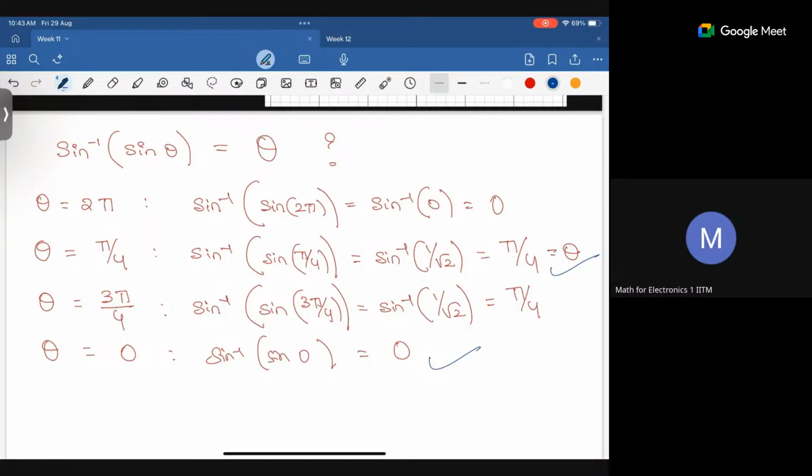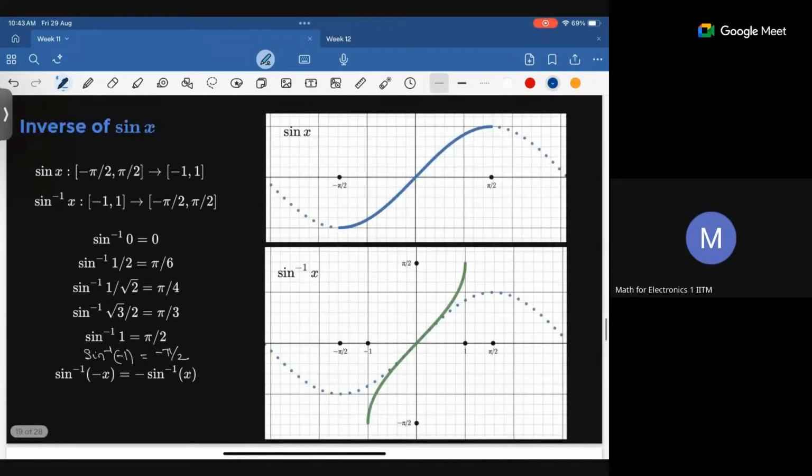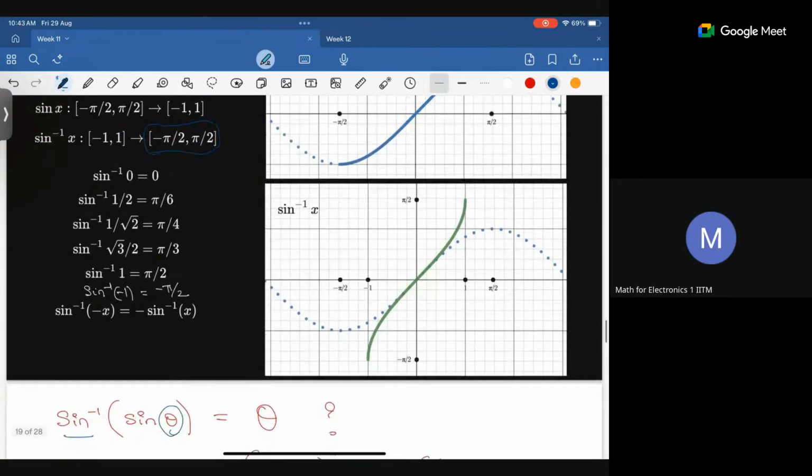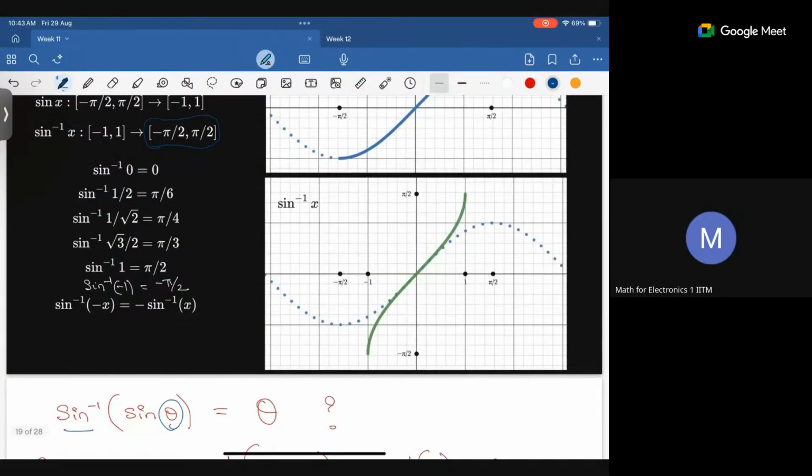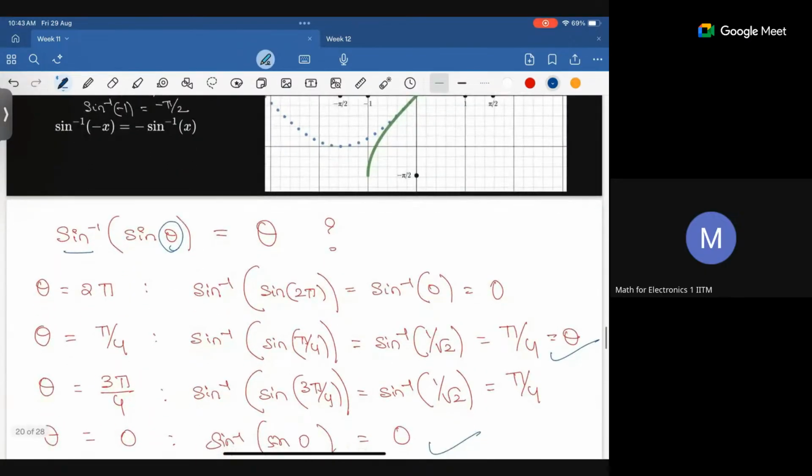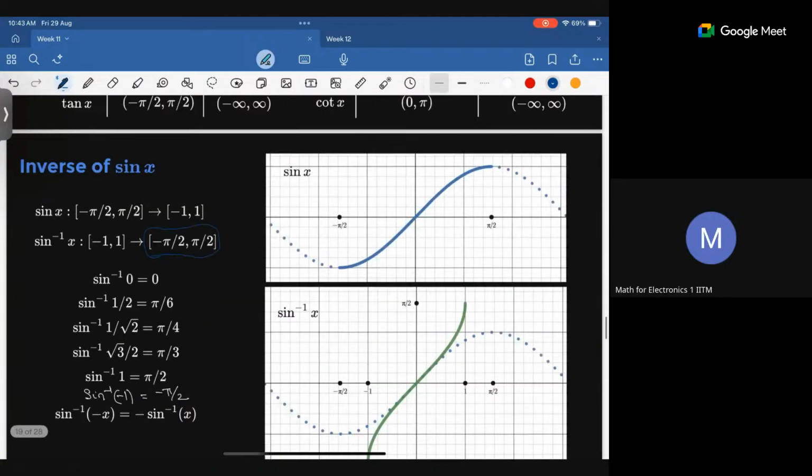Even though theta can take any value, sine inverse range is fixed. Sine inverse range is between minus pi by 2 to pi by 2 only, right? So if your theta is in between minus pi by 2 to pi by 2, then you will get back your same theta. But whereas your theta goes away from or greater than pi by 2 or less than minus pi by 2, sine of that will give me some value. Whatever the value I get, sine inverse of that, there will be an equivalent value within this interval minus pi by 2 to pi by 2.